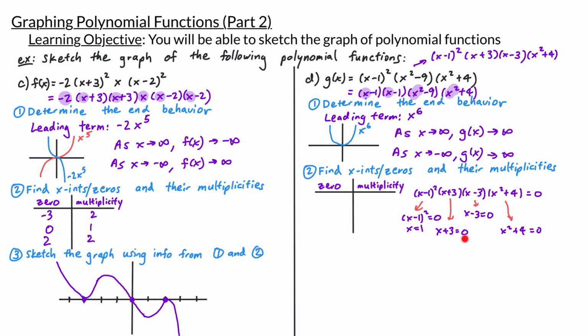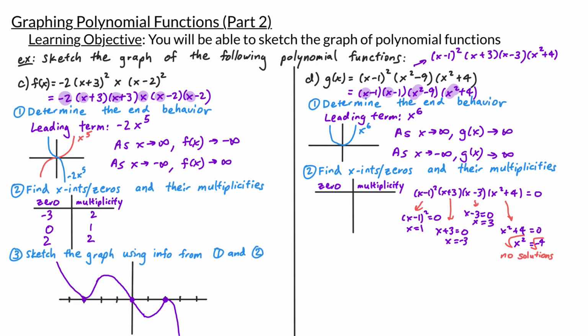In the equation x + 3 equals 0, all we have to do is subtract 3 from both sides to get x equals negative 3. In the equation x - 3 equals 0, all we have to do is add 3 to both sides, which gives us x equals positive 3. And then lastly, if I want to solve for x in this last equation, we might start by subtracting 4 from both sides. So this gives us x^2 equals negative 4. And then to isolate the x, we would take the square root of both sides. But this is where we run into some problems. We can't take the square root of a negative number, so from this equation, there are no solutions.